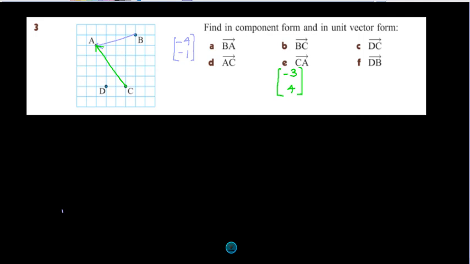Okay, once again, find in component form and in unit vector form. We just picked one. We went with the first one, BA. So again, the direction is important, B to A. So we went across 1, 2, 3, 4, and it was to the left, hence it's minus, and down 1, so minus 1. And someone else picked CA. So agree with us. Maybe you do another one and check with the back of the book.